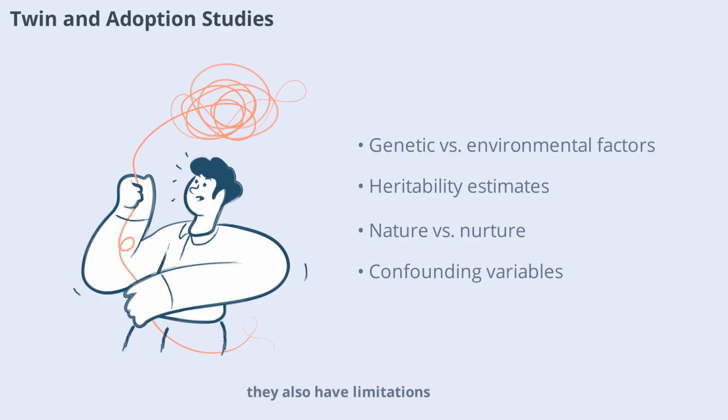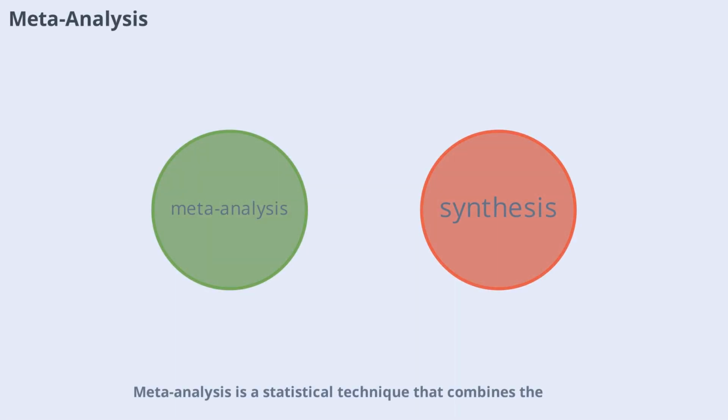However, they also have limitations, such as potential confounding variables and ethical considerations. Meta-analysis is a statistical technique that combines the results of multiple studies to draw broader conclusions. In abnormal psychology, meta-analyses help synthesize findings from diverse research, increasing confidence in results and identifying patterns that might not be visible in individual studies.